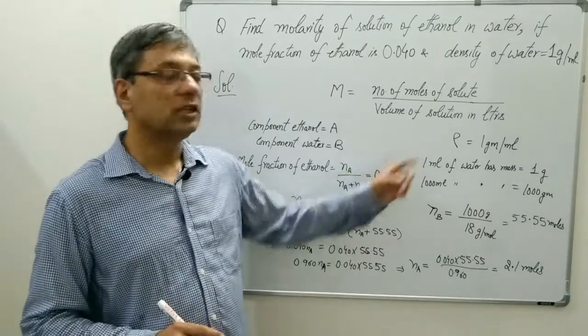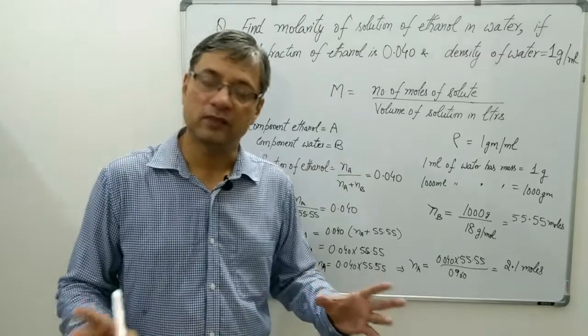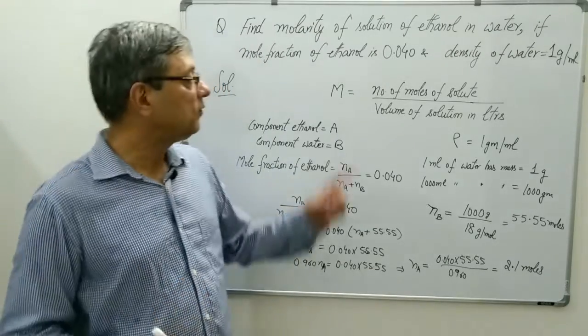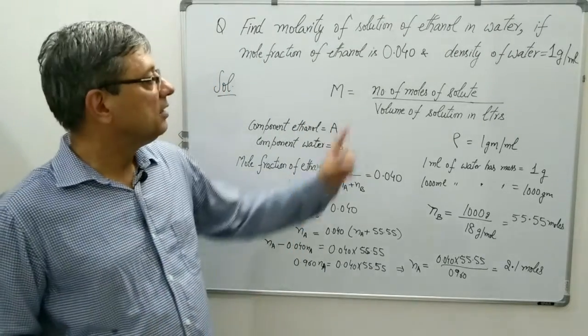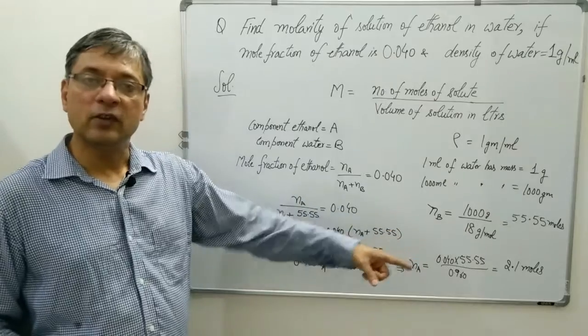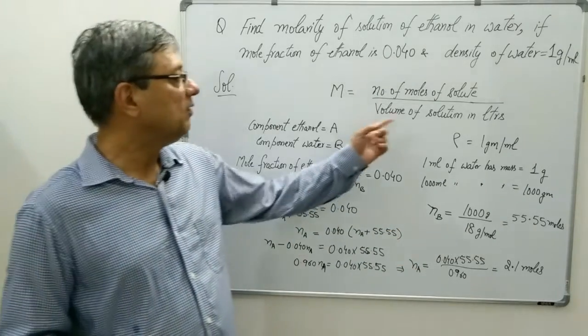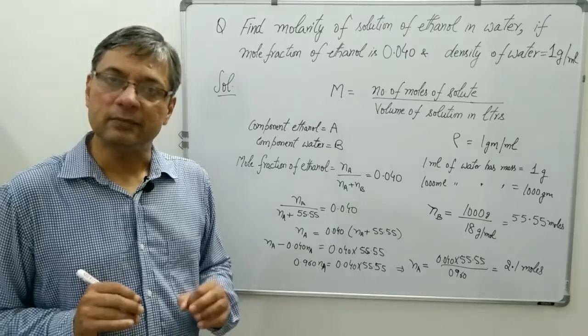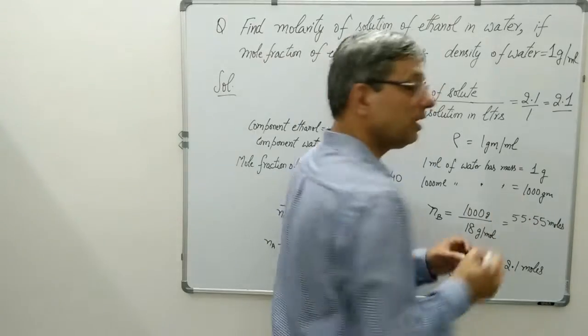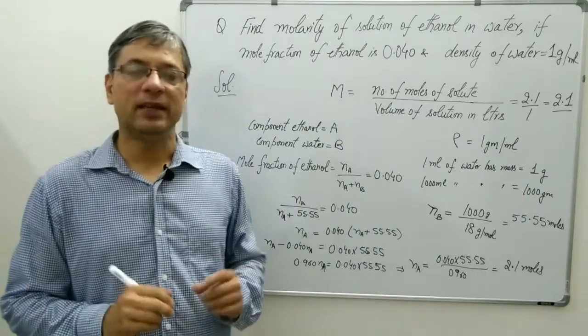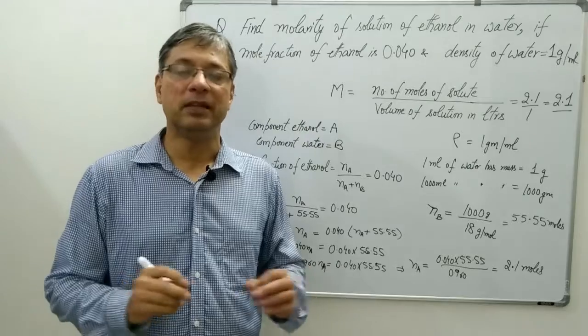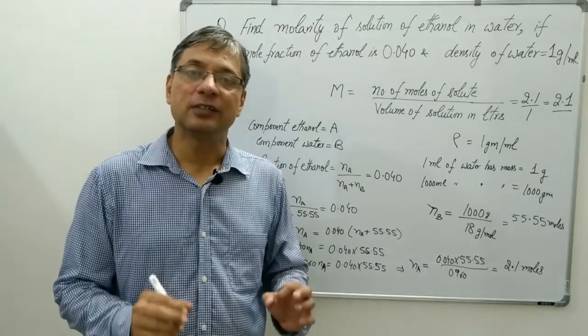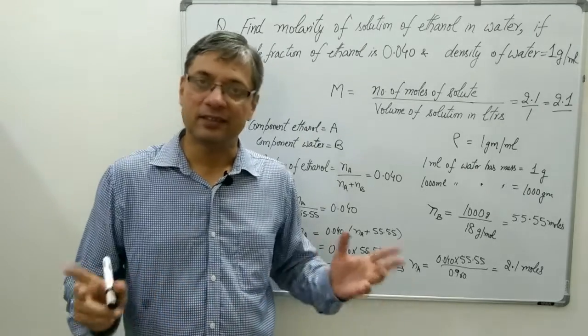We have assumed here that the volume of solution is 1 liter. Therefore, molarity will be number of moles of ethanol, 2.1, and volume is 1 liter. So, molarity will be 2.1. Let us now try a few numericals on parts per million, which is also a term of concentration.